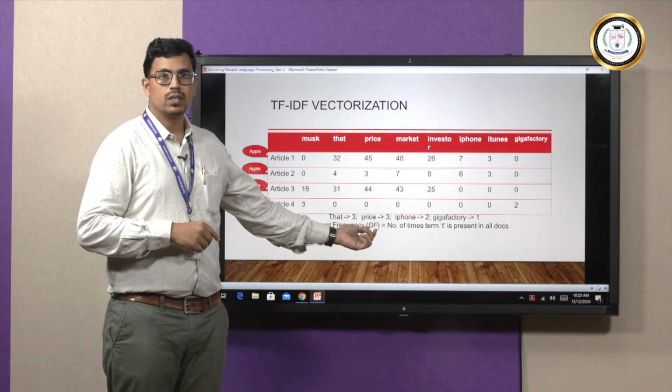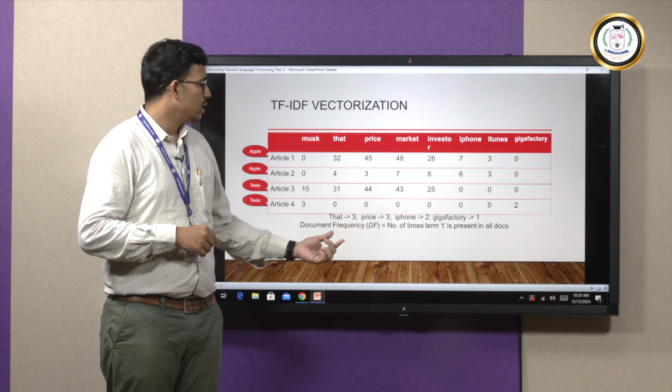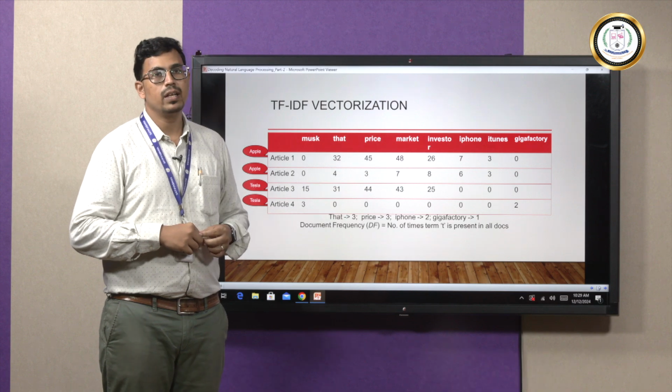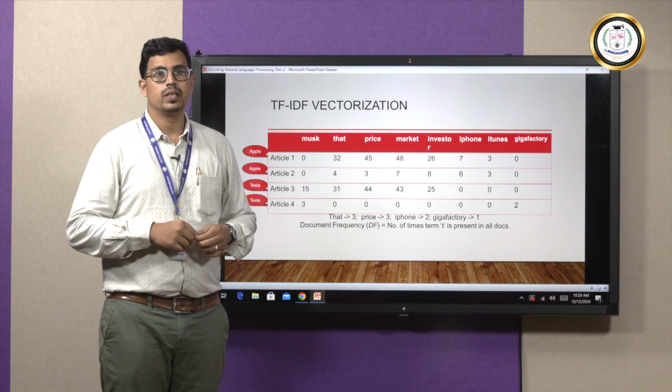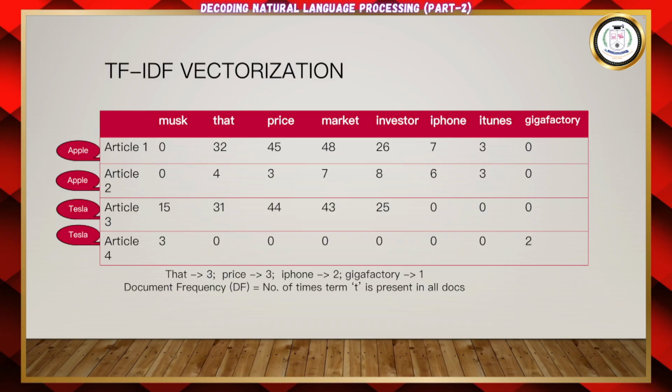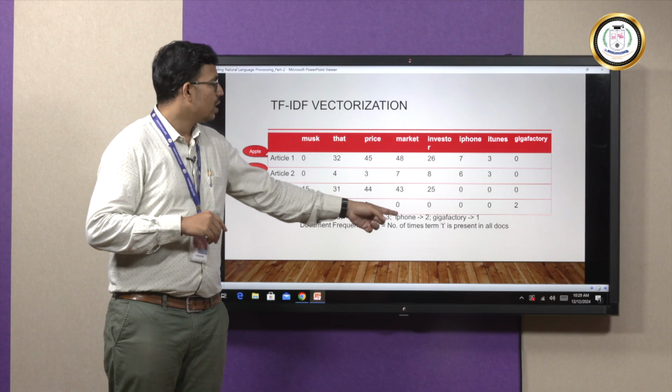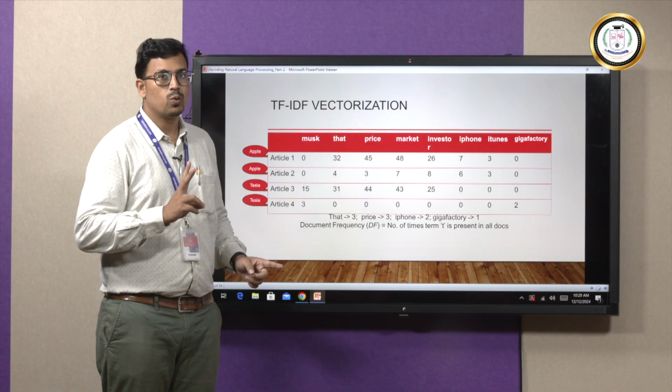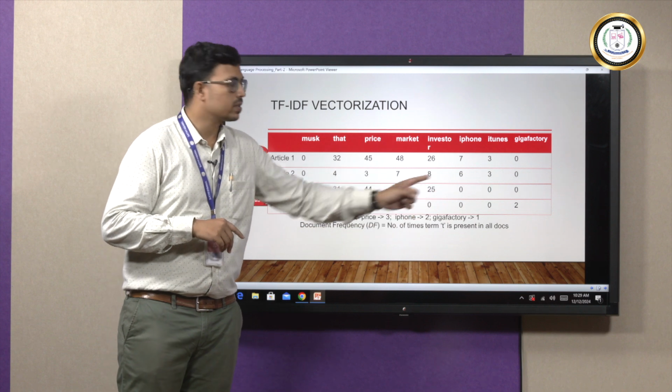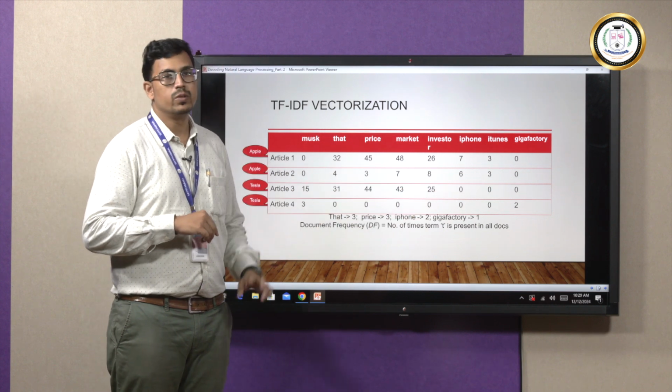First, let's see what document frequency is. In document frequency, you count the number of documents in which the term T is present. For example, the token "that" has come in 3 articles out of 4, so the value is 3. Price is 3. iPhone has come in 2 articles. Gigafactory has come in only 1 article, so the value is 1.